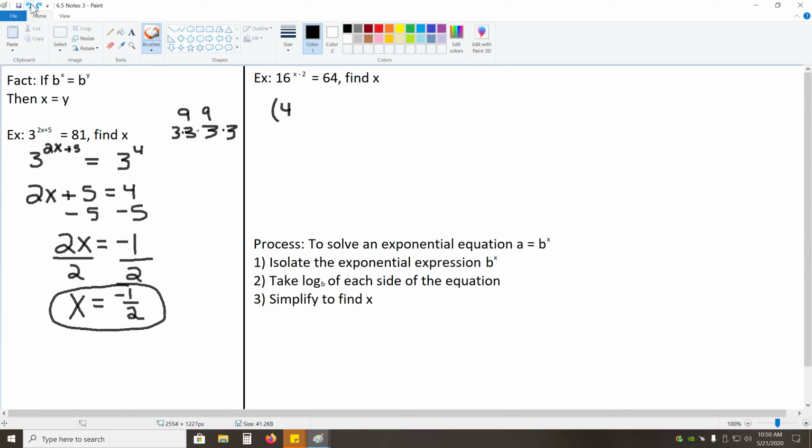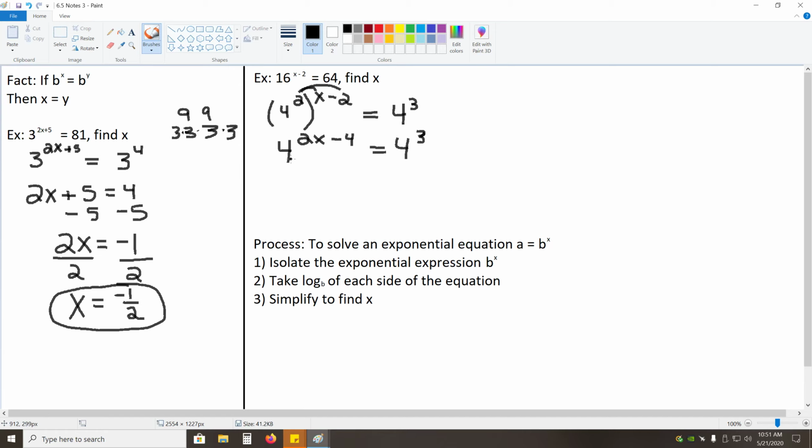I'm going to go ahead and rewrite that because that's very sloppy. 4 squared, and that's being raised to the x minus 2, and that's equal to 64, which is 4 to the 3rd. From here, whenever we raise an exponent to another exponent, we just multiply the exponents together, so we're just distributing this 2 to this x and this negative 2. So we get 4 to the 2x minus 4 equals 4 to the 3rd.